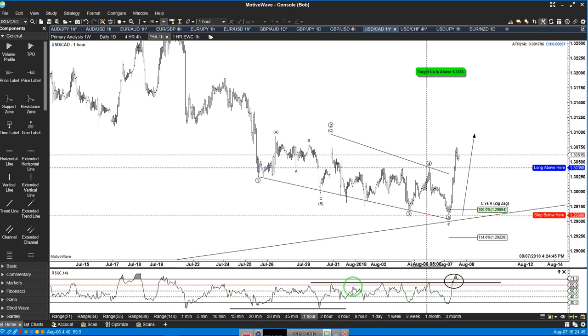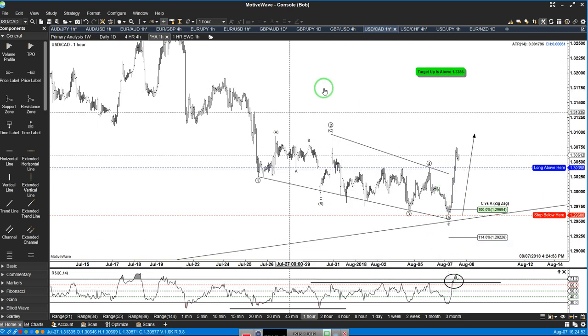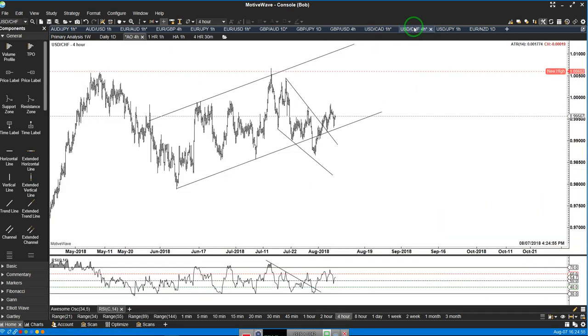This was my clue right here when it broke above these highs on the RSI right there, that little dip above. I thought, yeah, we probably bottomed.